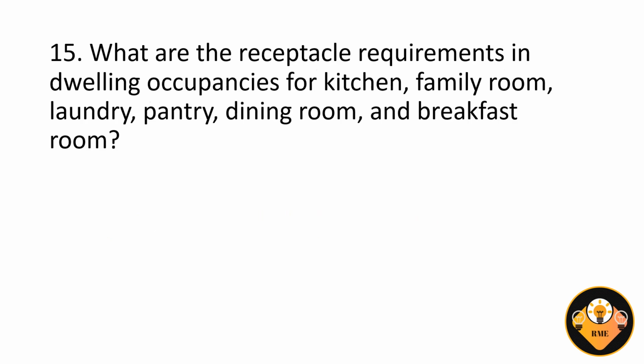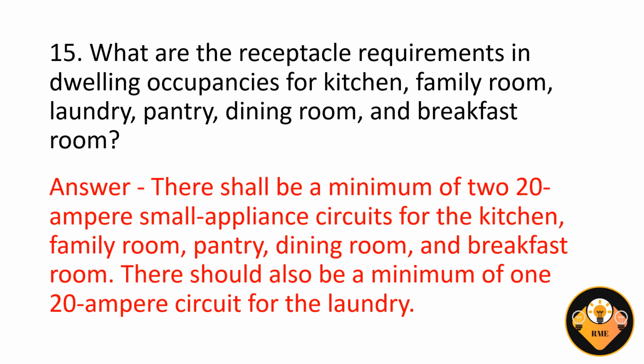Number 15. What are the receptacle requirements in dwelling occupancies for kitchen, family room, laundry, pantry, dining room, and breakfast room? The answer is, there shall be a minimum of two 20 ampere small appliance circuits for the kitchen, family room, pantry, dining room, and breakfast room. There should also be a minimum of one 20 ampere circuit for the laundry.